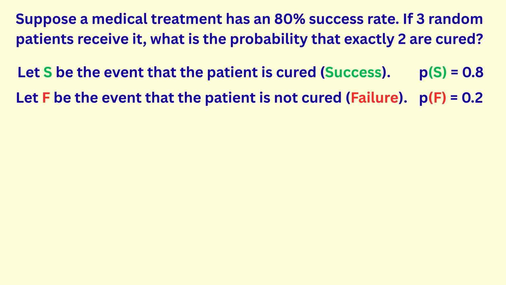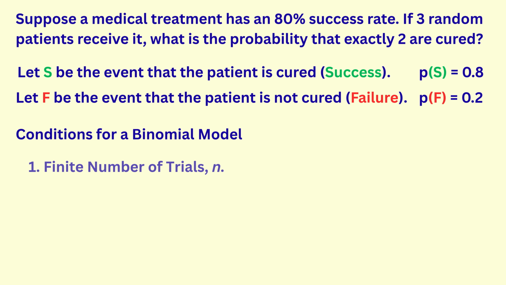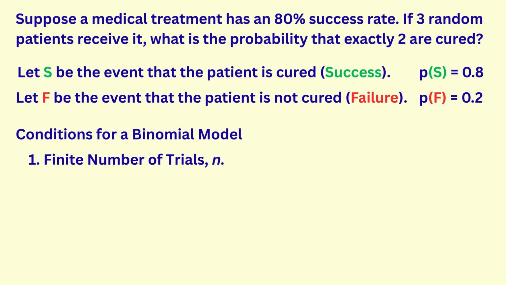This scenario fits the binomial model like a glove. For a situation to be described using a binomial model, there must be a fixed number of trials, n. In this case, 3 patients took the treatment, so n equals 3. The trials must be independent of each other.